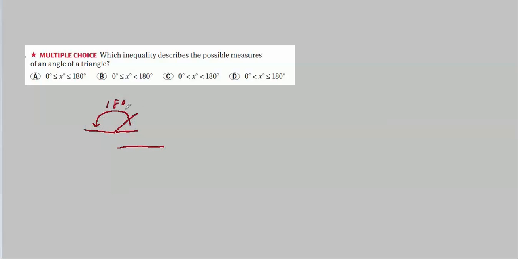You can forget all of these ones with the or equal to in it. It has to be greater than 0 and less than 180. Otherwise, you've got a straight line, and we're not going to call those triangles.